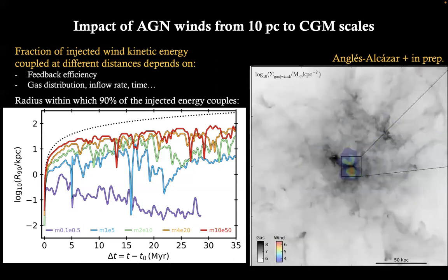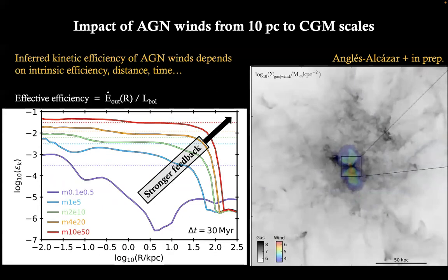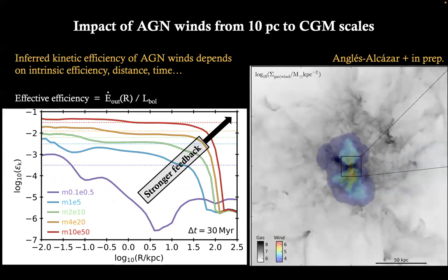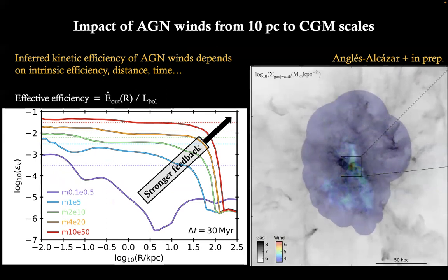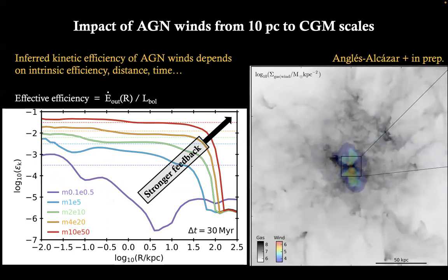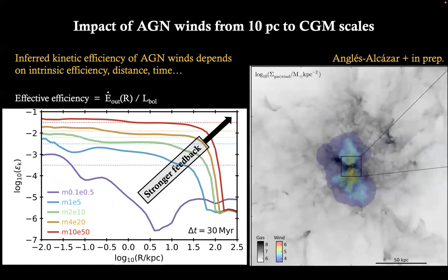So this has very important implications that are also connected to the inferred efficiency of AGN winds. And so this is another frontier in this context. We have more and more observations that are trying to measure the energetics of AGN-driven winds on different scales.